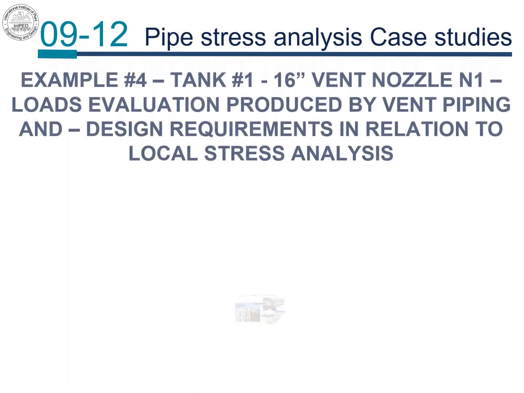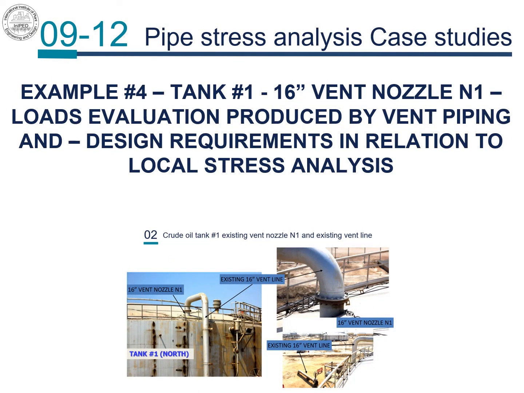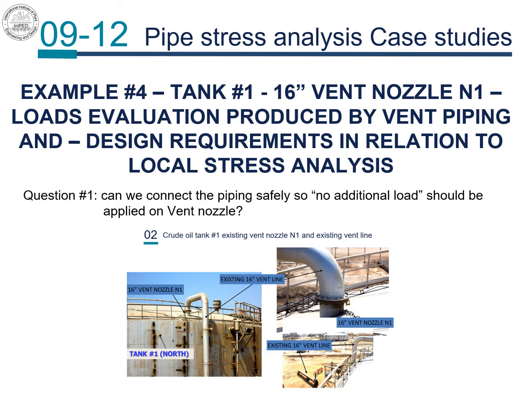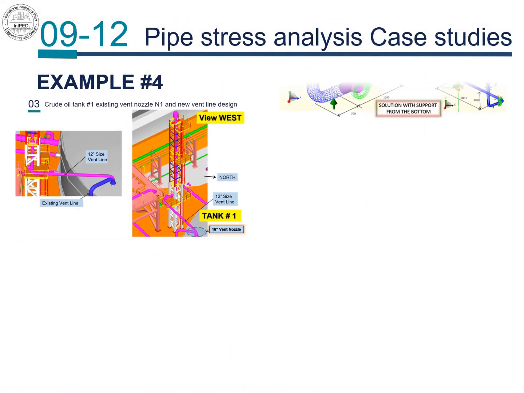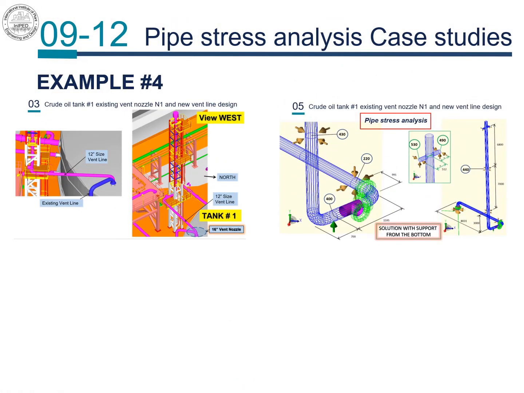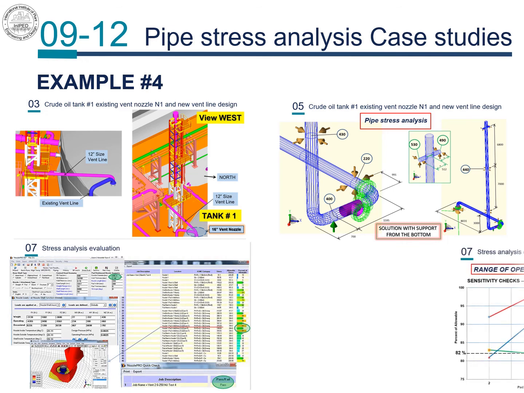Example number 4, tank number 1. 16-inch vent nozzle N1, loads evaluation produced by vent piping, and design requirements in relation to local stress analysis. Question number 1: can we connect the piping safely so no additional load should be applied on the vent nozzle? Existing and new vent line design, pipe stress analysis of new vent line, stress analysis evaluation, range of operability analysis.